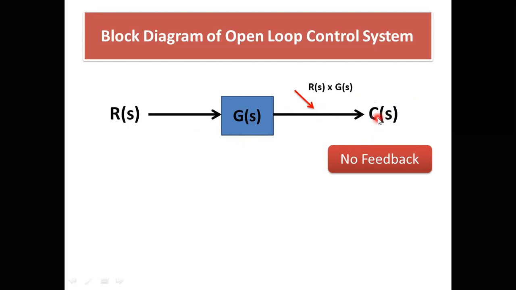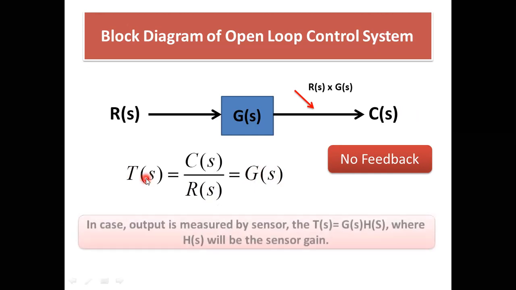Now we have to obtain the transfer function. As I told you, the value of C(s) is R(s) multiplied by G(s). Just rearranging, C(s) by R(s) would be G(s). So this is the transfer function. The key takeaway is that in case the output is measured by a sensor, H(s) would also come, so the transfer function will get multiplied by H(s), which is the sensor gain.